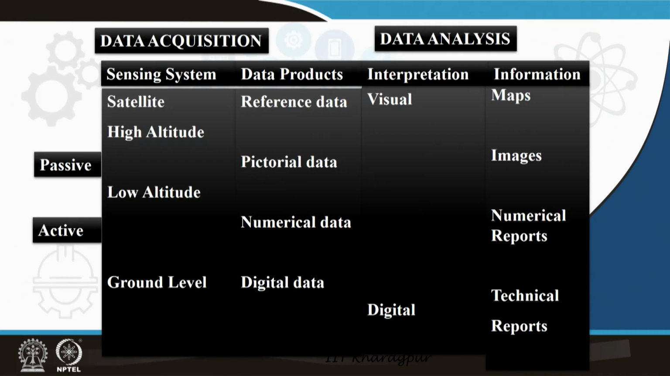Okay. So, as I said, you have passive remote sensing and active remote sensing. But when you look at different sensing systems, you have satellite remote sensing, high altitude, low altitude, and ground level. When I say satellite, it is about 800 to 900 kilometers away from the Earth's surface. High altitude systems are placed at least 20 to 30 kilometers from the Earth's surface or a bit away, so that they can capture a certain amount of area.